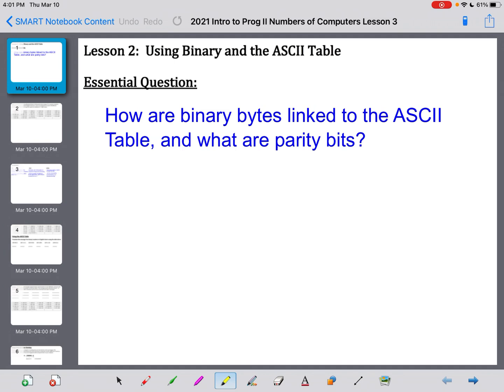Essential question: how are the binary bytes linked to the ASCII table, and what are parity bits? So a lot of stuff here. Well, first of all, binary bytes, that's a new term. ASCII table, that's something new. And parity bits, holy cow, we got all sorts of things going on today here. So let's get right to it.